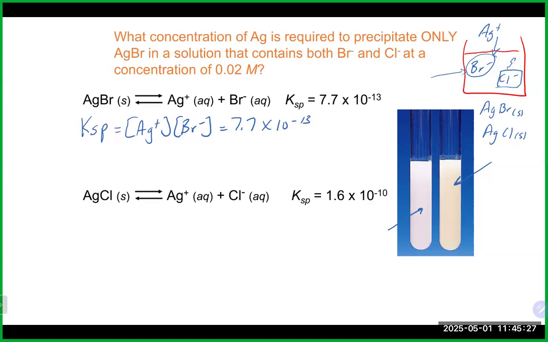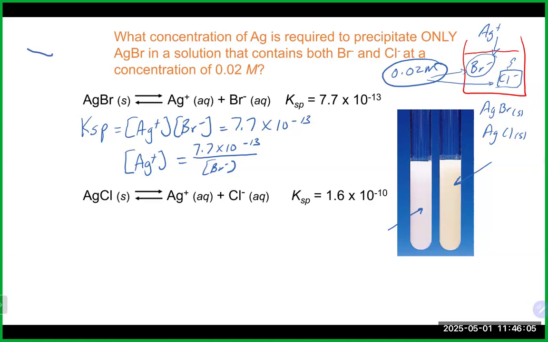What we do know about our two ions floating around in the solution is that their concentration is 0.02 molar. So in this particular case, we can use the KSP expression to figure out what concentration of silver we would need to actually see a precipitate form. If I rearrange the KSP expression and solve for silver concentration, that would equal 7.7 times 10 to the minus 13 divided by my bromide's concentration. And once again, I already know my bromide's concentration is 0.02.